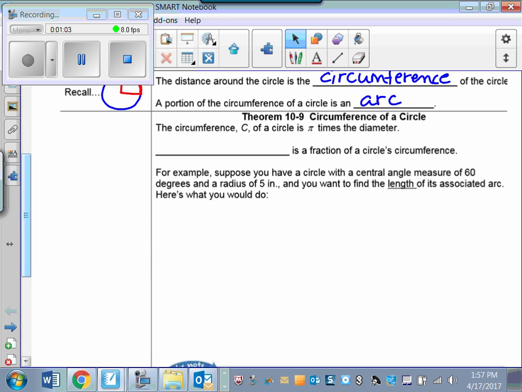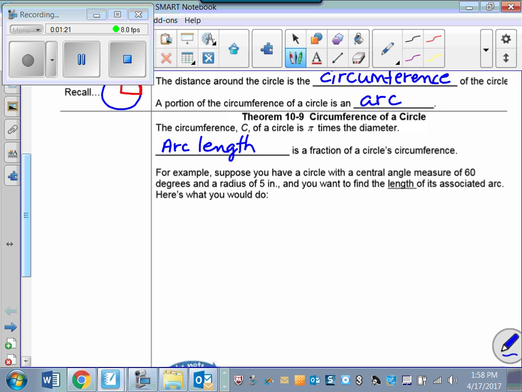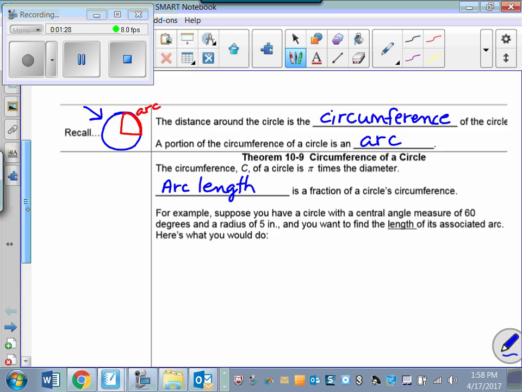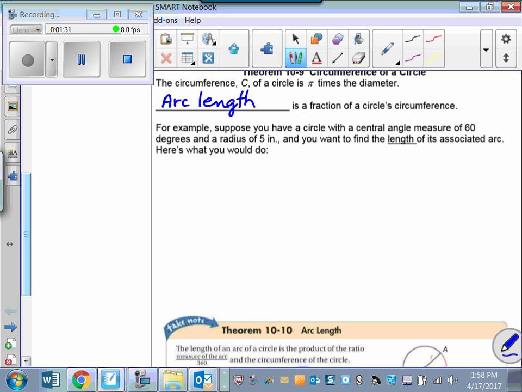All right, and the theorem, which you've known for a long time, is that the circumference of a circle is pi times the diameter. And now what we're going to learn is that arc length is a fraction of the circle's circumference. And hopefully from this little picture here you can see that it's a portion of the total circumference. So I think it's going to be kind of intuitive to you how we're going to go about finding arc length. But let's do a little example here before we look at the formula for it below.